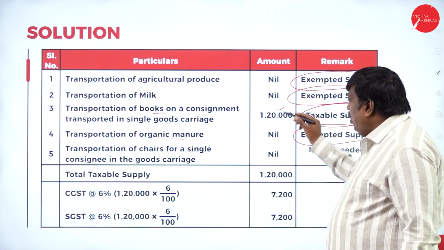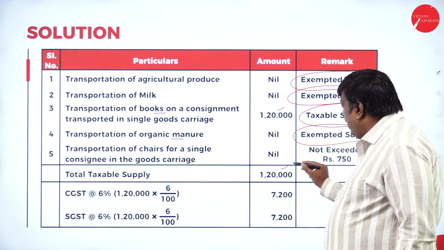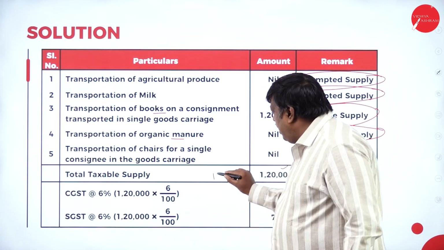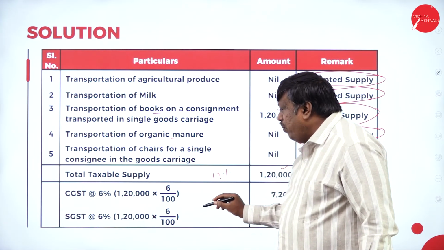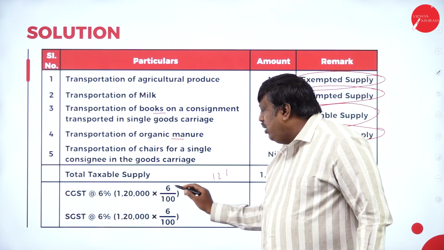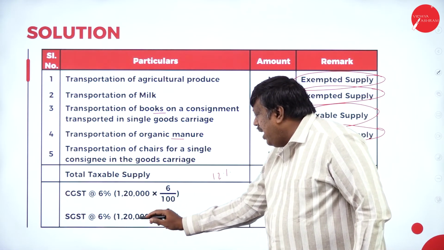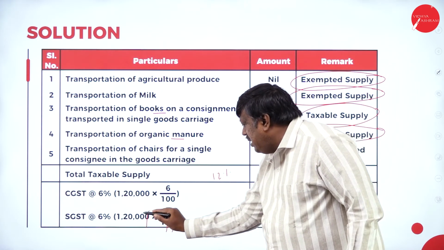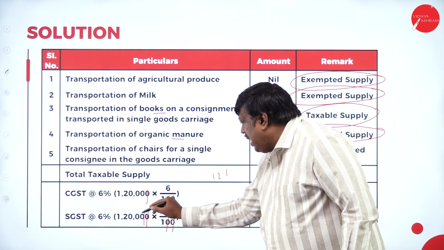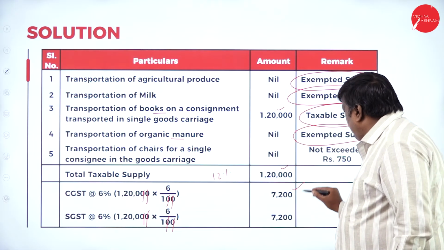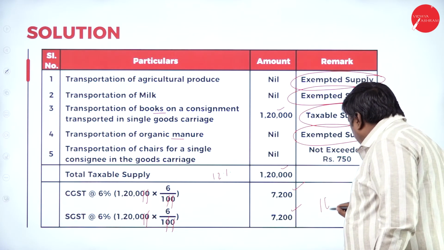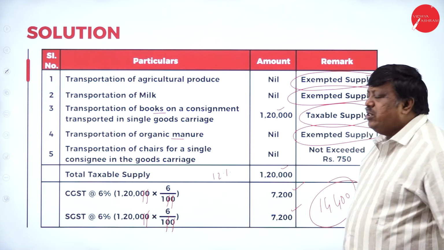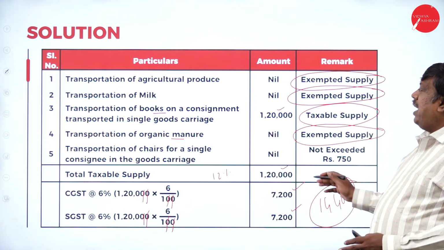So my total taxable supply will be 1,20,000. On 1,20,000, I have to pay tax at 12% here. So that is split into two, 1,20,000 into 6% for central government, 1,20,000 into 6% for state government. 0 gets cancelled, 0 gets cancelled, where I have to pay 7,200, 7,200, that is 14,400 total GST I have to pay to the government. So this is how we have to calculate.